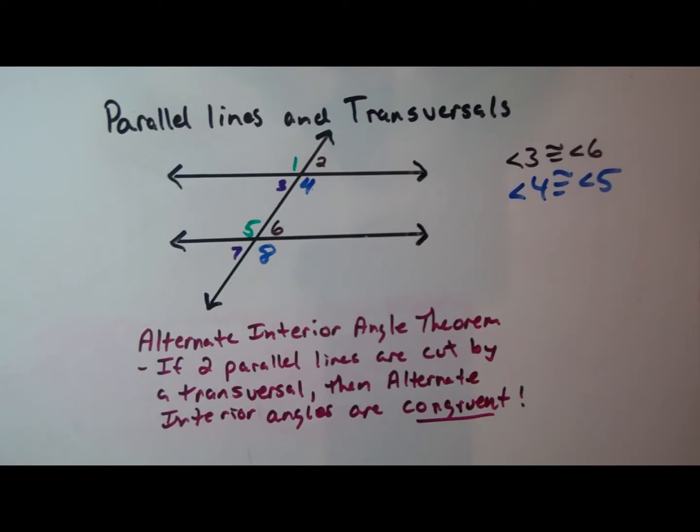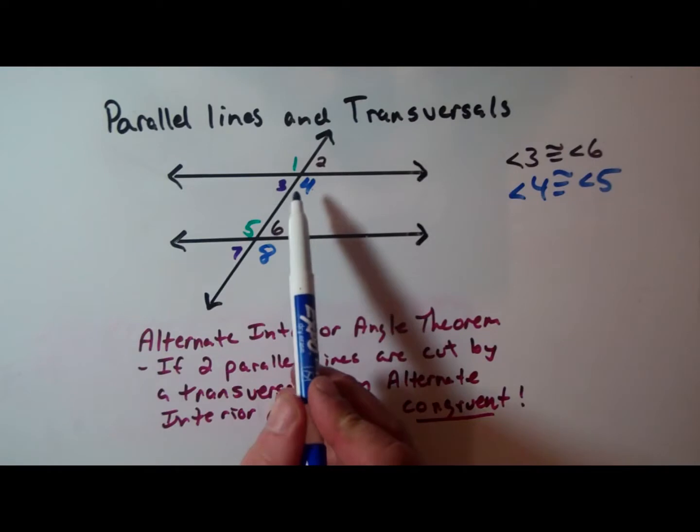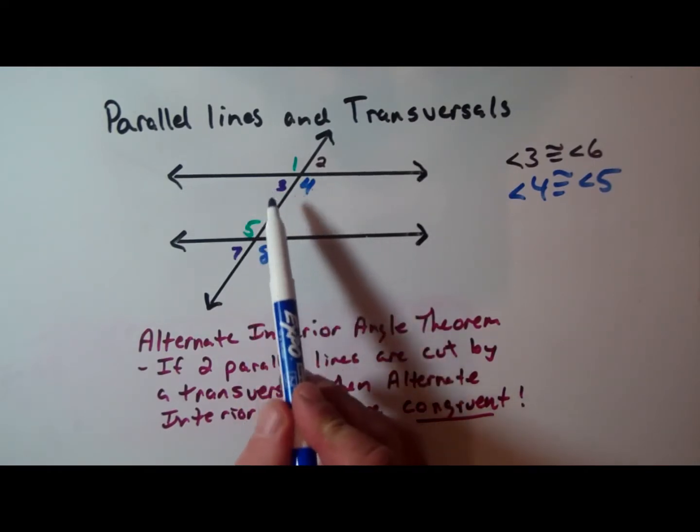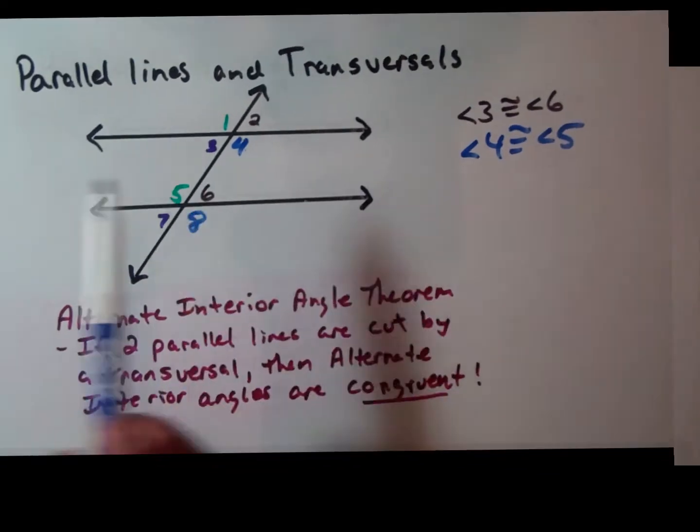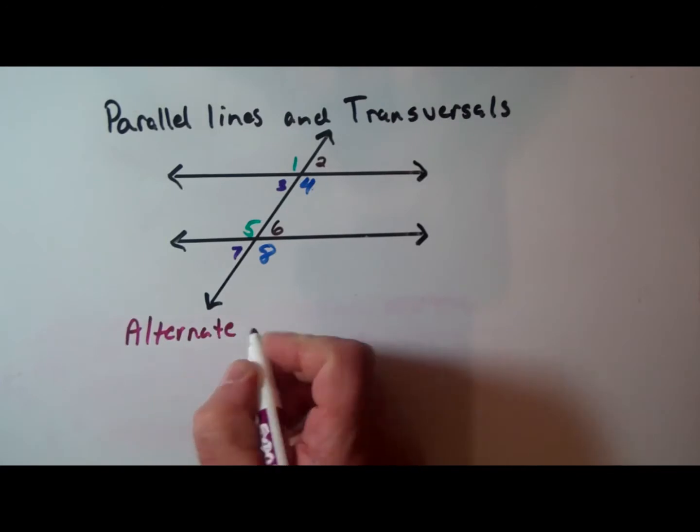Now remember, when I talk about interior, I mean between the two parallel lines. Okay, that's interior. And when they cross over, those are alternate. They alternate sides. 3 and 6, 4 and 5, they alternate sides.